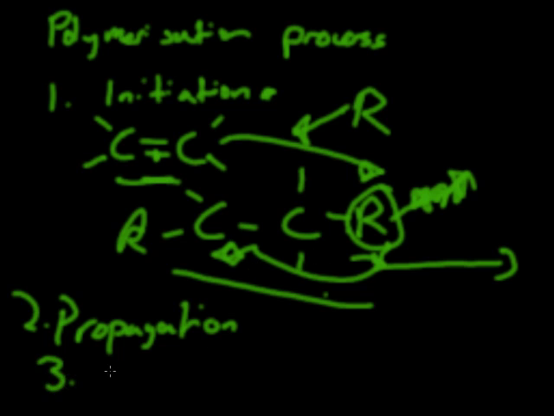And then the final stage is termination, which is where we end the process and we end the conditions that make the polymer, and we do that, of course, when the polymer is very, very long and, well, the right length for what we want to do.